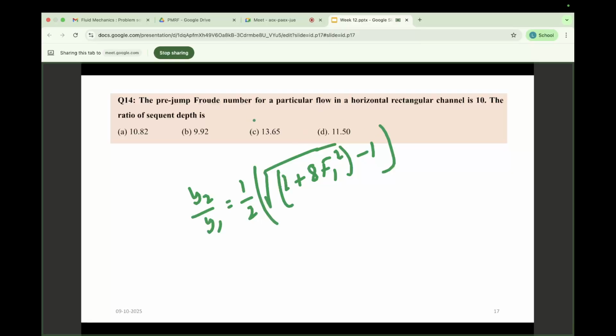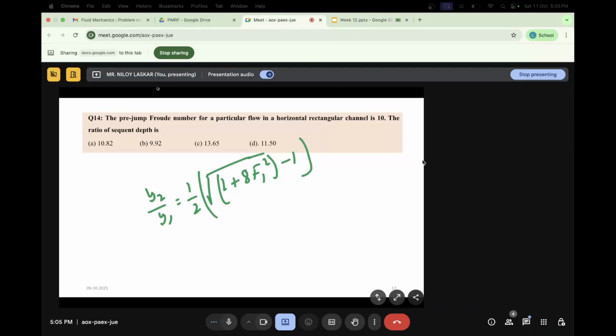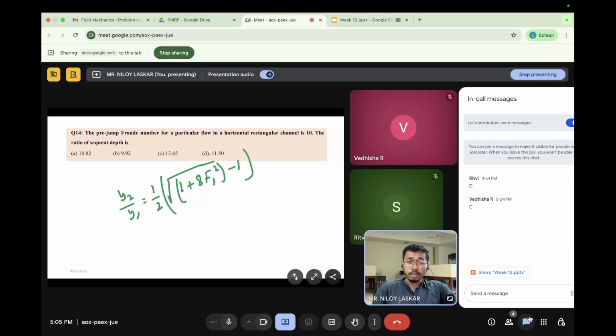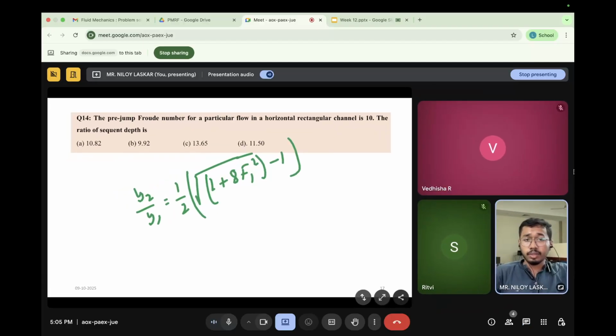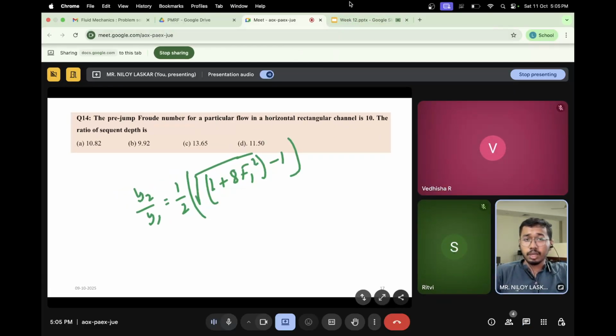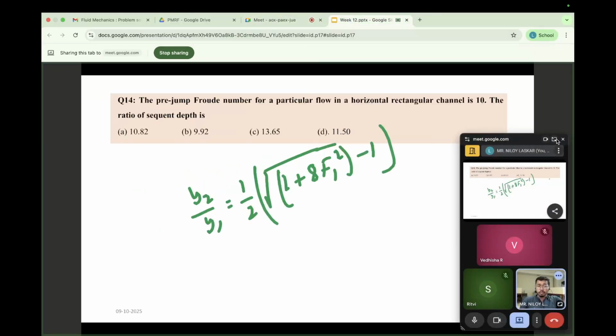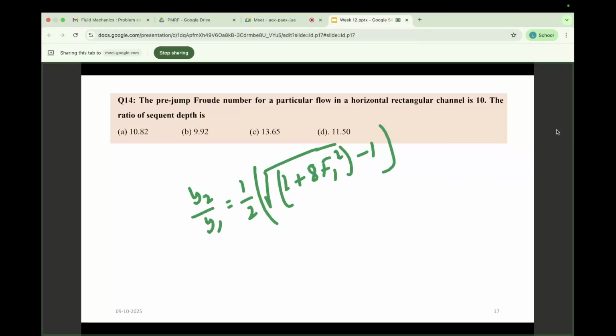Yes, someone may have answered, I think. Yes, Vidisha, good. Option C is the correct answer. Very good. So similar types of question you can expect in the exam. So option C is the correct answer. Okay. So I will share all this with you after this class.